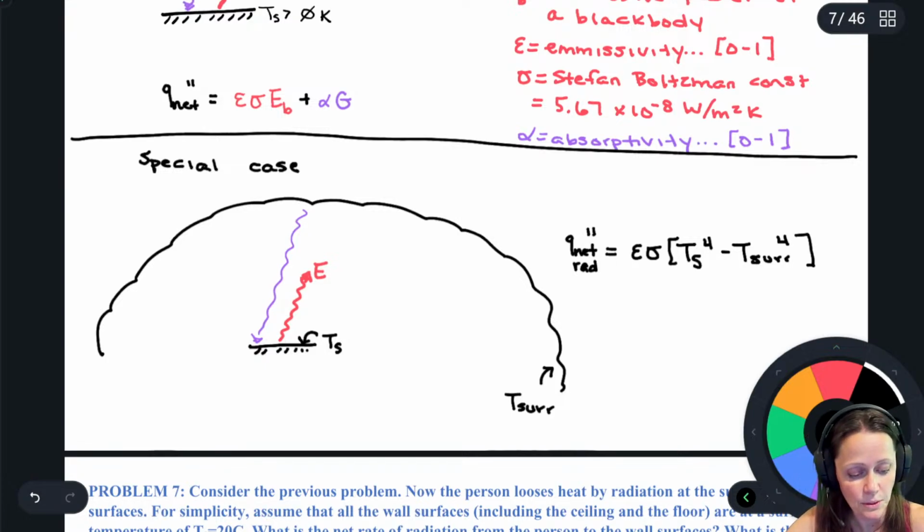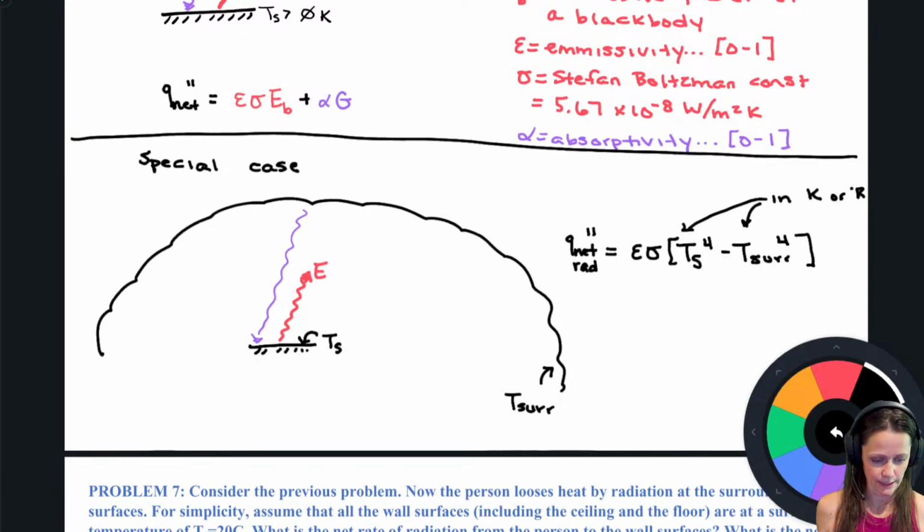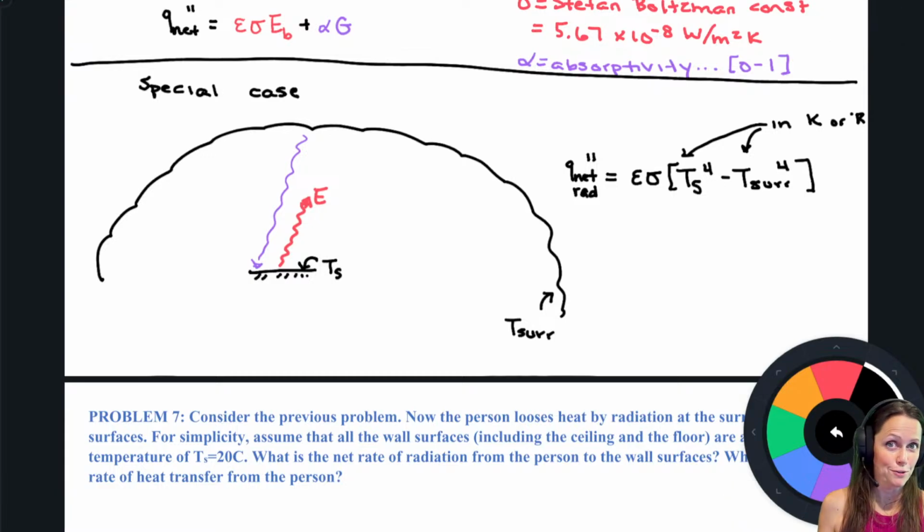And absolutely, these temperatures have to be either in Kelvin, if it's SI units, or degrees Rankine, if it's English units. So it's got to be in absolute temperature units. If you find yourself multiplying or dividing or raising something to a power, that temperature needs to be in absolute temperature units.